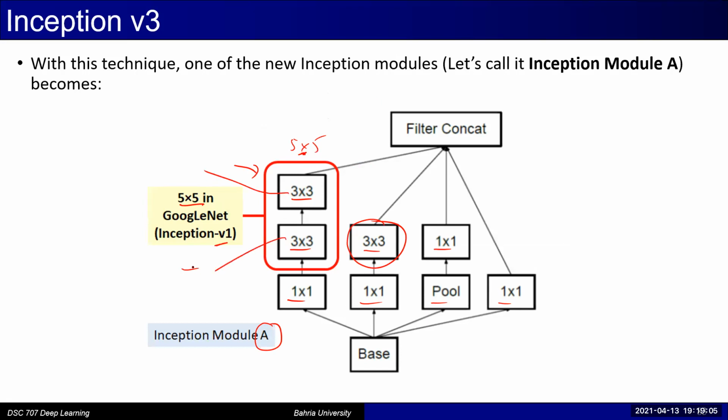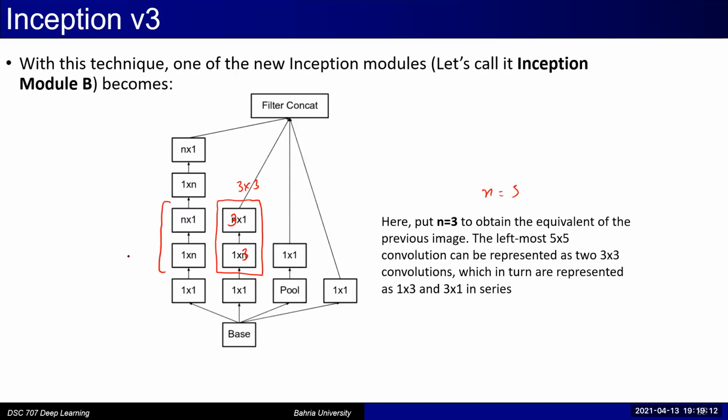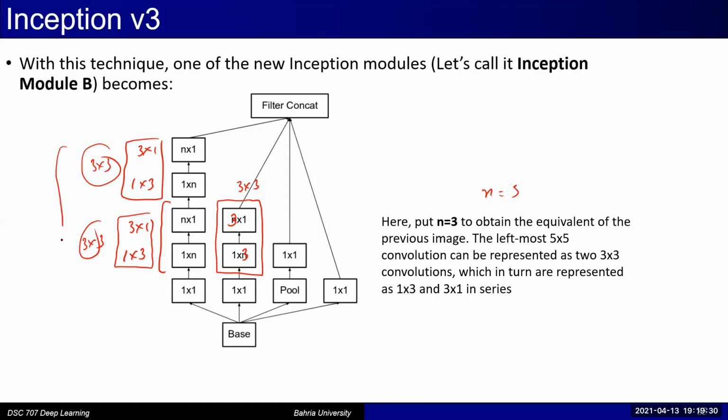Now, each of these 3 by 3 can be further split into two steps. So you see, this is 1 by 3, 3 by 1, and both of these become 3 by 3. Similarly, this is 1 by 3 followed by 3 by 1, and both of these become 3 by 3. And these two 3 by 3 are the same as 5 by 5. So from 5 by 5, we split into 3 by 3, and then each 3 by 3 is split into 3 by 1 and 1 by 3. It is an extreme case where everything has been factorized. This particular case is called Inception Module B, where you have too much factorization, meaning every possible thing that could be factorized has been factorized.